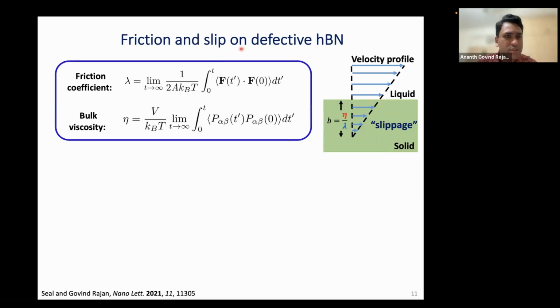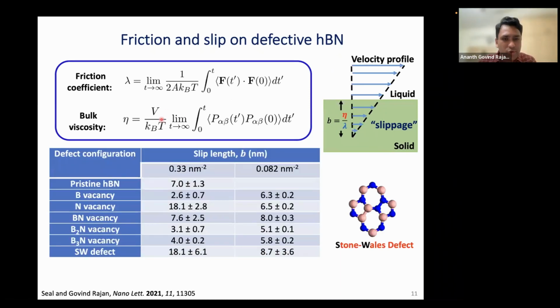So the friction coefficient was estimated through a Green-Kubo relationship using the force that acts between the solid and the liquid, and the viscosity, of course, is given by the autocorrelation of the shear stress tensor, right? Once this was done, we were able to get the slip length for different vacancy concentrations, for different defects. And the interesting thing is that compared to pristine HBN, the B vacancy, of course, has a lower slip length, but the N vacancy has a very high slip length compared to pristine HBN, right? But when you went to the lower concentration, you get a very low slip length.